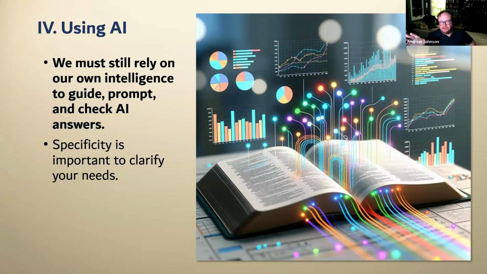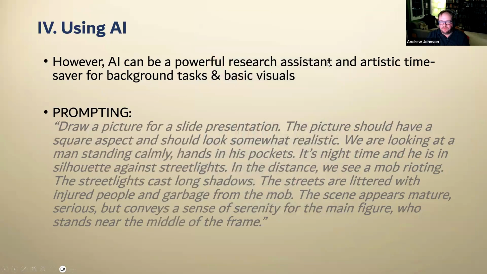The more specific you can be with AI, with your prompts or your questions, the better off you are, right? If you are asking a question, you should also add why you're asking the question. You should give the AI as much context as you possibly can, in order for it to give you the best answer to clarify for your needs. And with that said, AI can be a really powerful research assistant, and it can also be an artistic time saver for background tasks and basic visuals.